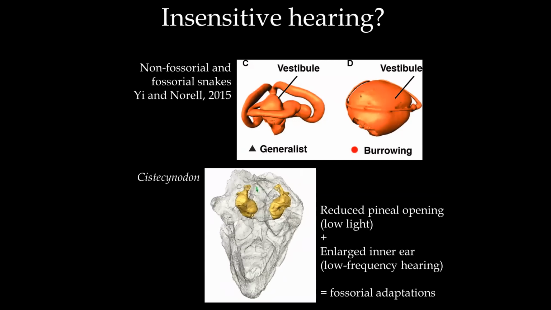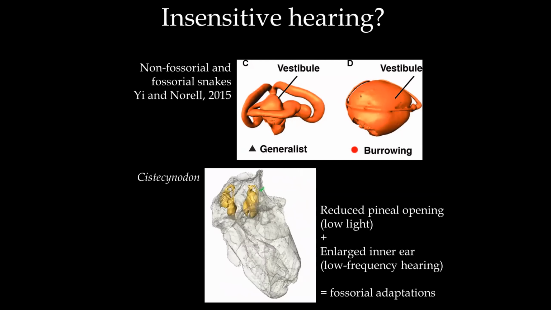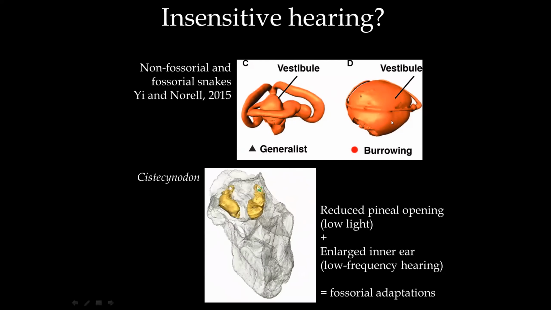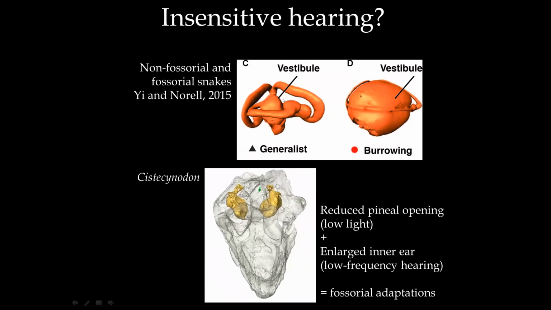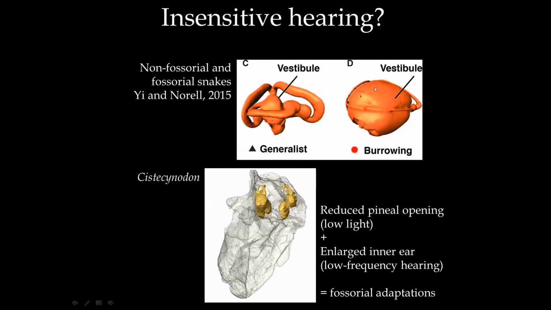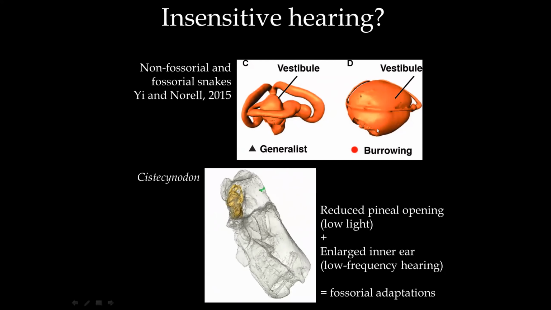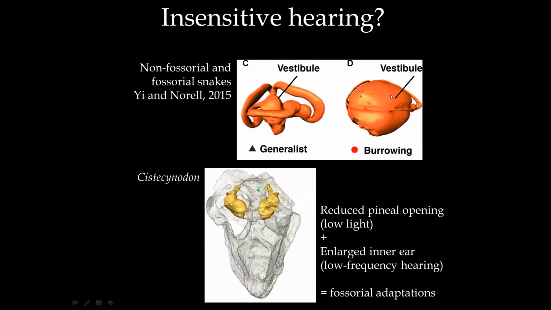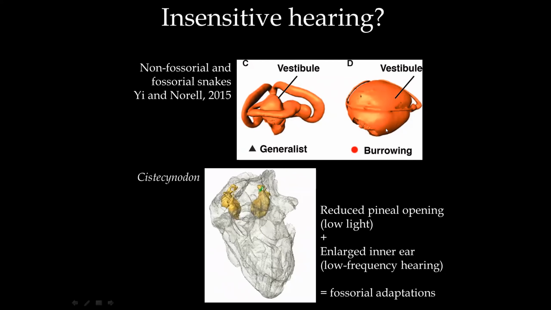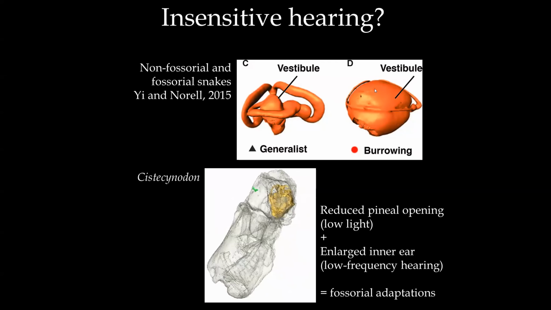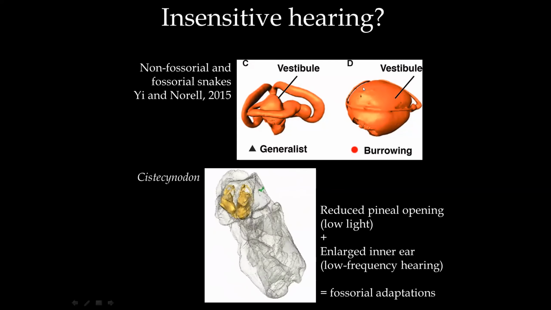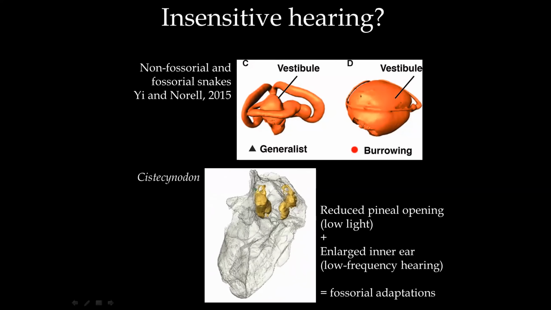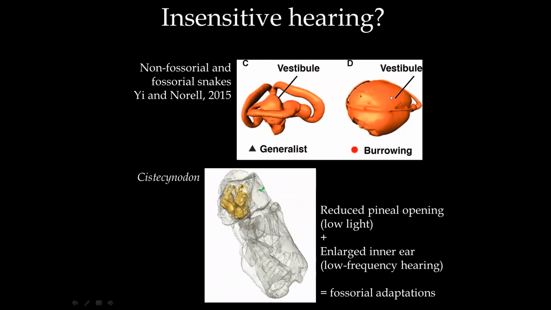And this is not the only specialization that we see in the hearing system of cynodonts. So here I'm showing you a fossorial snake compared to a regular snake. And you can see that the vestibule, so the equivalent of the cochlea in snakes, is much more inflated than a regular vestibule. And that inflation is an adaptation to super low frequency hearing. It's the same thing you see in moles, for example. So to hear very, very low frequencies, to be more sensitive to seismic waves.